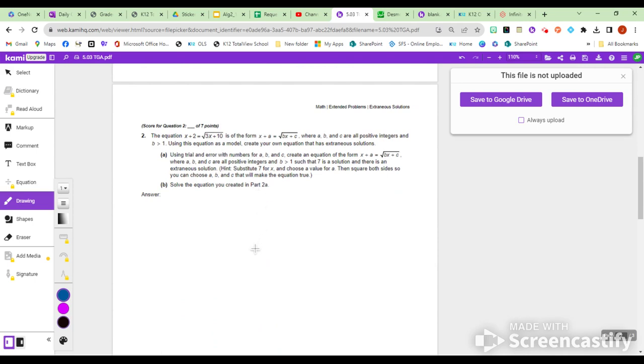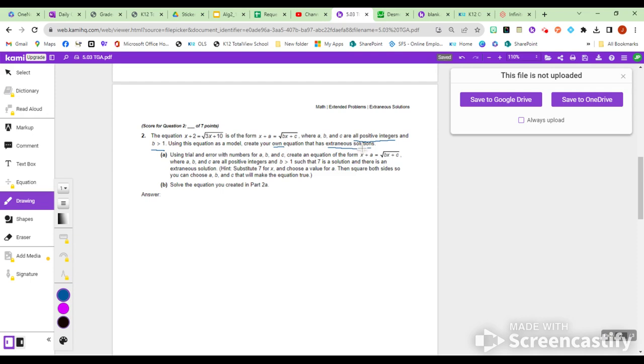I'm not going to do an example for these for 2 and 3, but I am going to just kind of walk you through what they're asking you to do. So it says the equation x plus 2 equals the square root of 3x plus 10 is of the form x plus a, so your 2 is your a, equals the square root of bx plus c. So your b is 3 and your c is 10. And then it says where a, b, and c are all positive integers, meaning no decimals, no fractions, and they must be positive. And then it restricts b to being greater than 1. Using this equation as a model, create your own equation that has extraneous solutions.